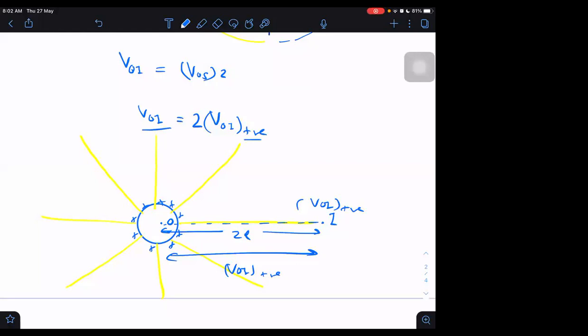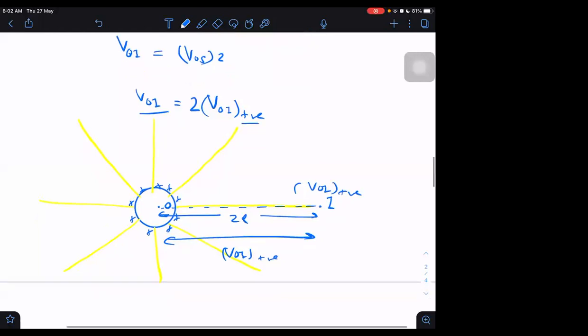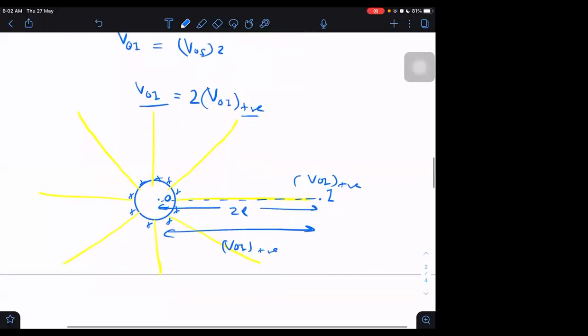So total V O to I will be double of V O to I due to positive. Similarly, total V O to I will be 2 times V from O to the sheet. It means V O to sheet will be equal to V O to I due to positive.